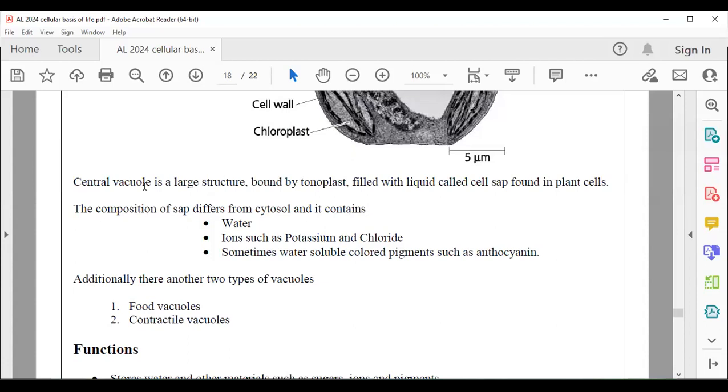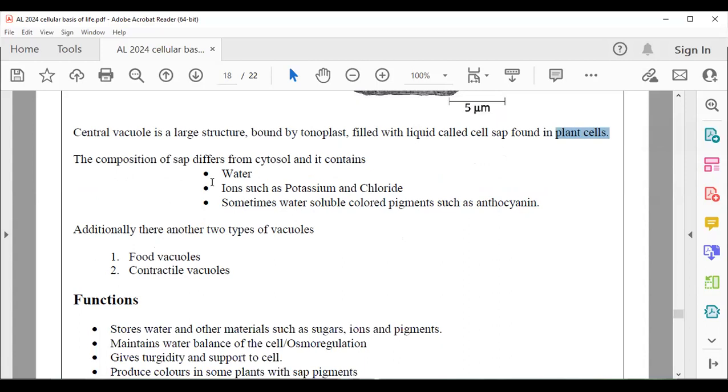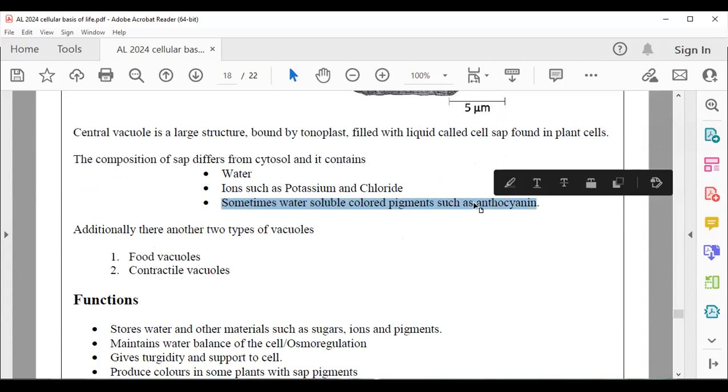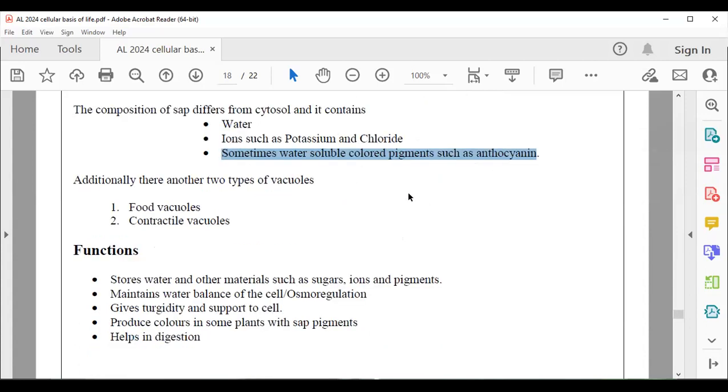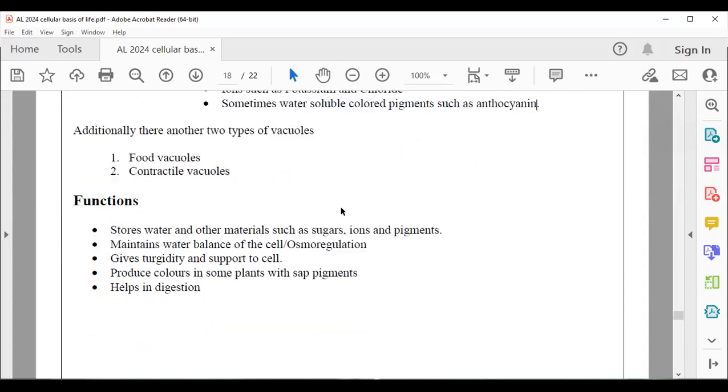Here they say, central vacuole is a large structure bound by tonoplast, filled with cell sap in the, what is it? Plant cells. In the cell sap, water will be there, ions will be there, some water soluble pigments will be there, even organic compounds will be there. The water soluble pigment is an organic pigment. We will come to this.